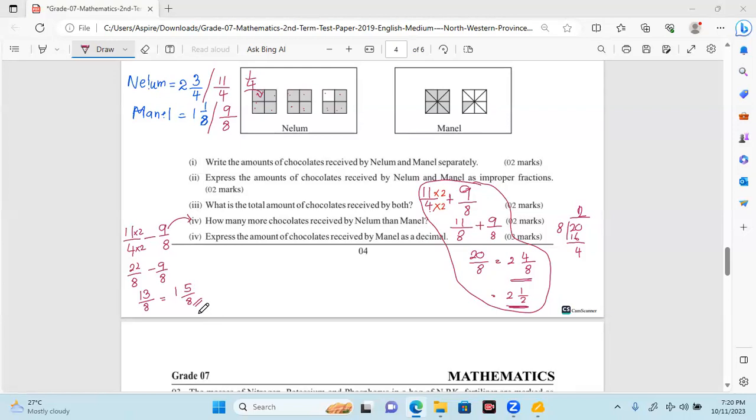Express the amount of chocolate received by Manel as a decimal. Then, the amount received by Manel as a decimal. Then you can divide 9/8.